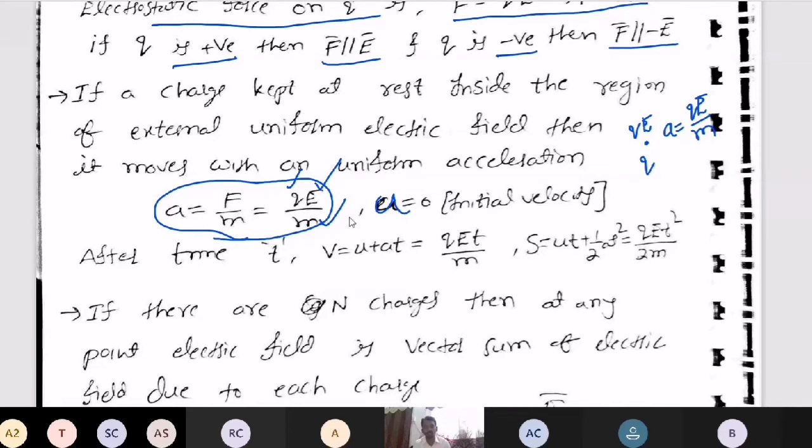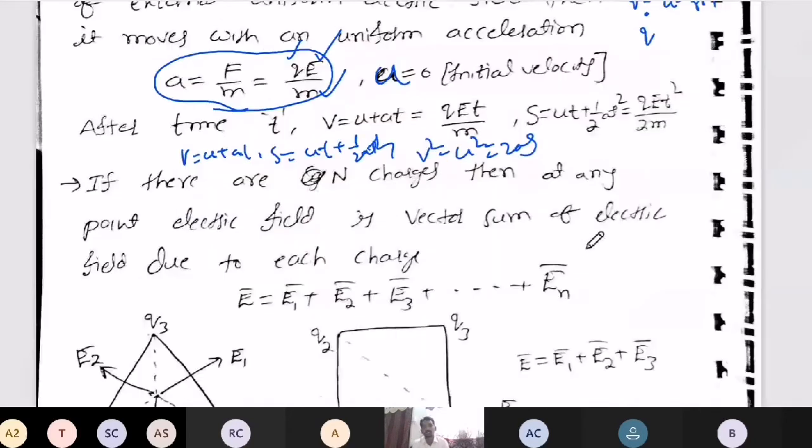So acceleration constant means what kind of motion it is called? Uniformly accelerated motion. And for uniformly accelerated motion, what are the three equations we have? V equal to U plus AT. S equal to UT plus half AT square. V square minus U square equal to 2AS. So these are the three equations you can apply here also.